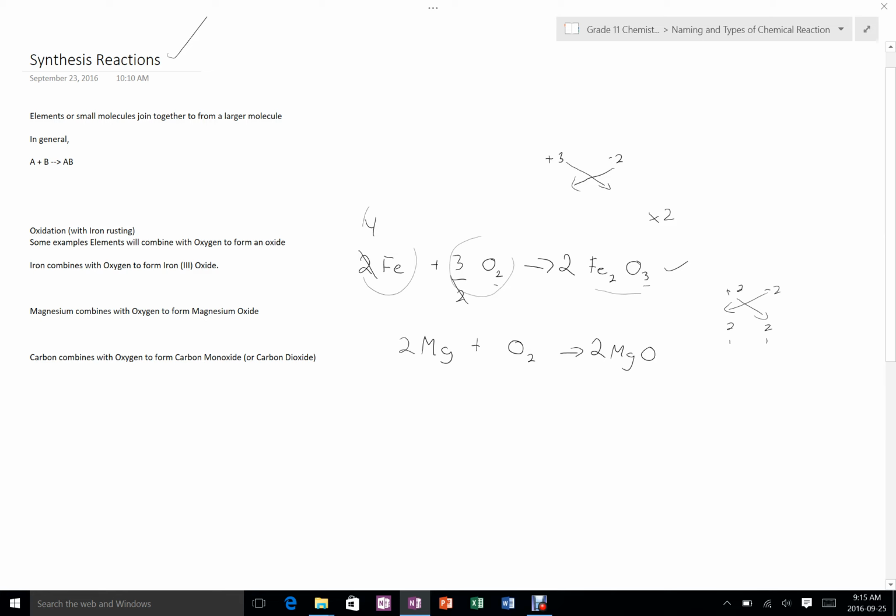I know I would say to start with the metal, but a lot of times you look at the metal and it's balanced, and then you go back and look at other things, so you have to go back to the metal. Element coming together to form a compound. That makes it a synthesis reaction.